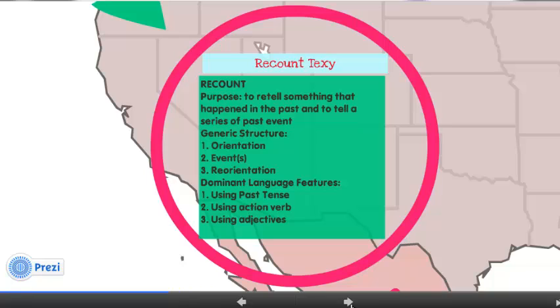The dominant language features: the first is that it uses past tense, the second is that it uses action verbs, and the last is that it uses adjectives.